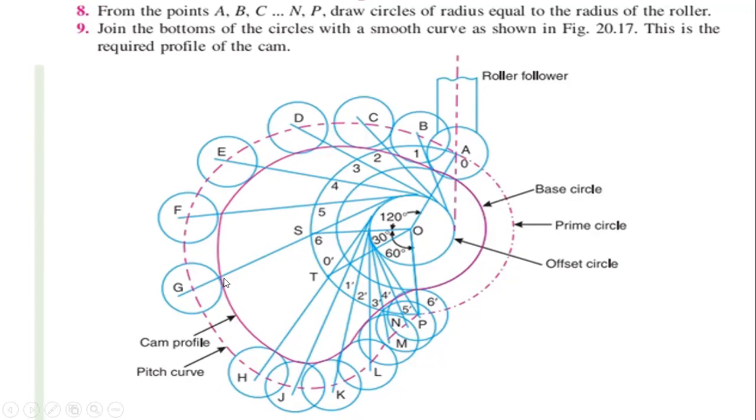Next is the 30 degrees dwell period. So this is the dwell period, from there you have to take the distance up to G and draw an arc by using a compass.